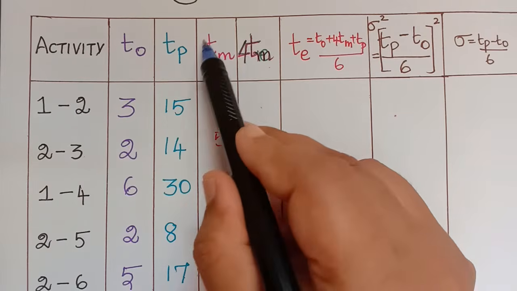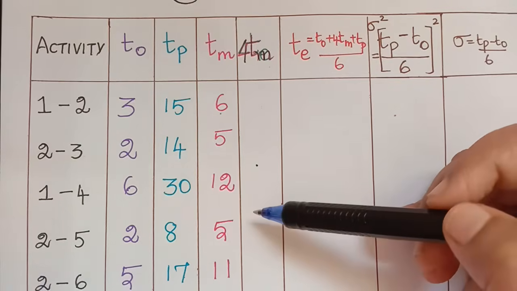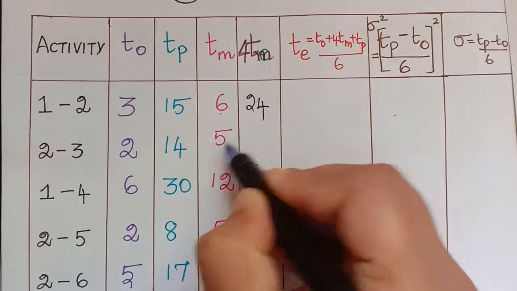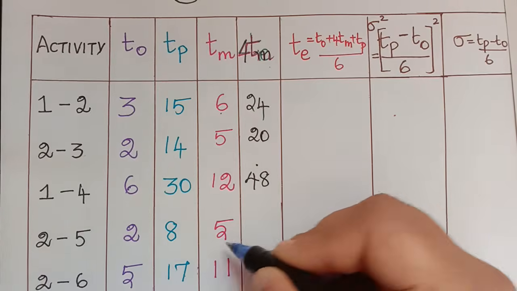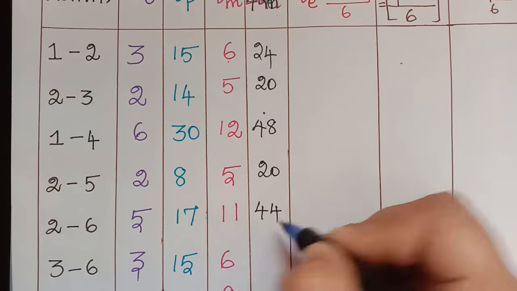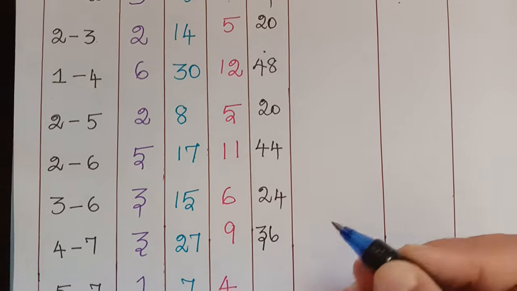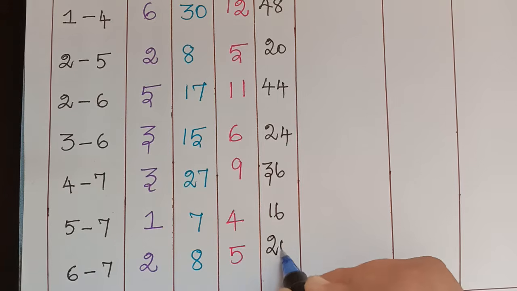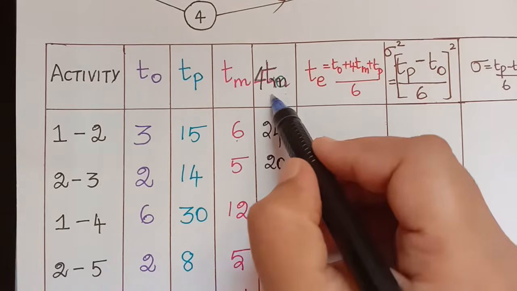That is, I'm going to multiply all the values of the column TM by 4 and write them here. So 4 multiplied with 6 gives us 24. 5 4s are 20. 12 multiplied with 4 is 48. 5 multiplied with 4 is 20. 11 multiplied with 4 is 44. 4 6s are 24. 4 9s are 36. 4 4s are 16. And 5 4s are 20. So this is the column 4TM. I have evaluated this column.